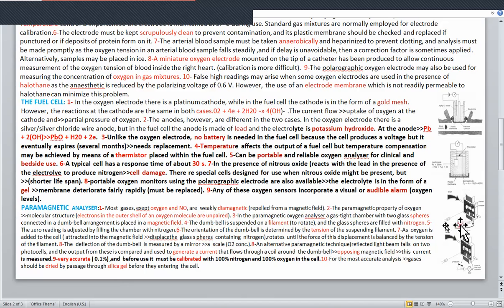The dumbbells are attached to a mirror, and as you can see, there is light. This light is transmitted to the mirror, and the light will be reflected on a scale as long as the dumbbells are being changed. You see, this displacement on the scale will show me the concentration of oxygen.